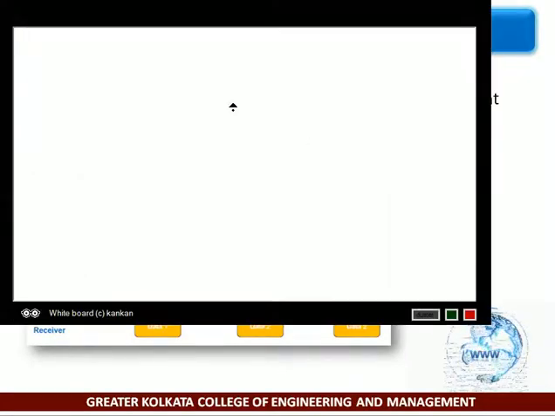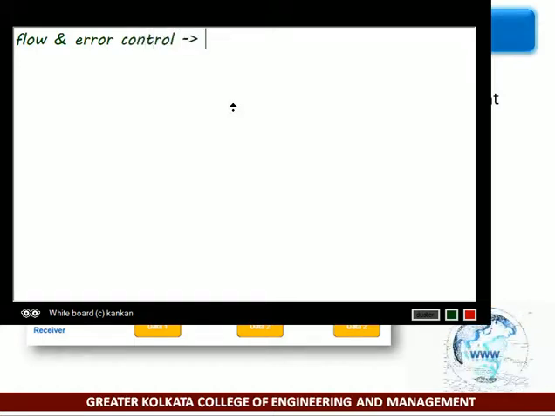Flow control and error control will be governed by the data link layer. Collectively, these functions are known as data link control.